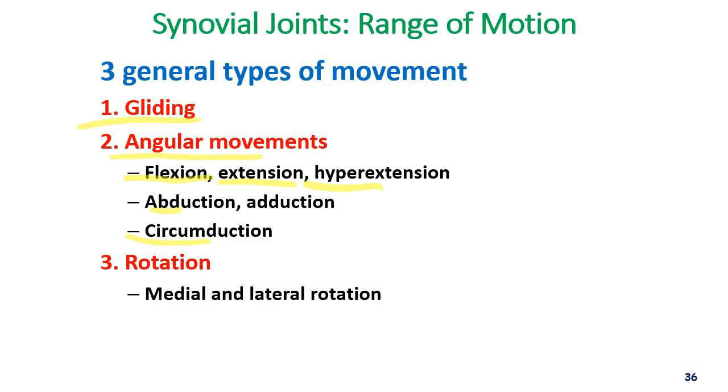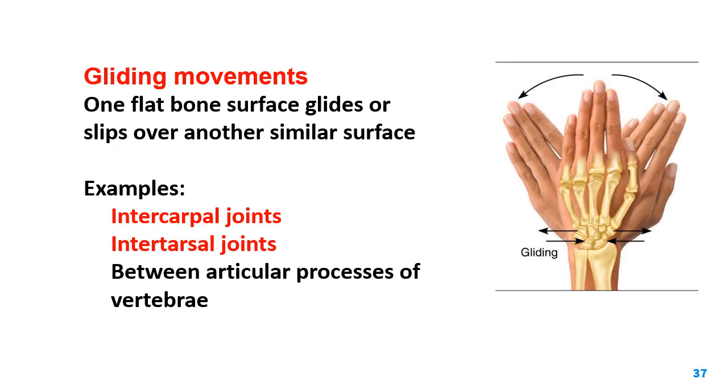Circumduction is in circles, which is different than rotation. Rotation is in the same axis, you move things around. Okay, so here, gliding movements. Where are you going to find gliding? When you have your intercarpal joints, so that's going to be at your hand, or you have your intertarsal joints, and that's going to be at your feet. So that's the gliding movement that is showing here.